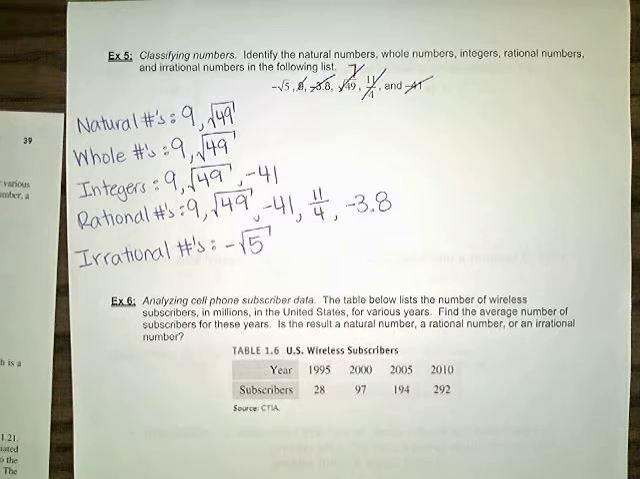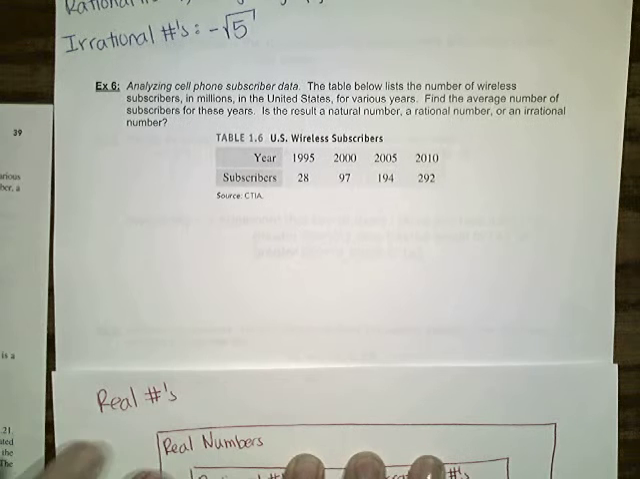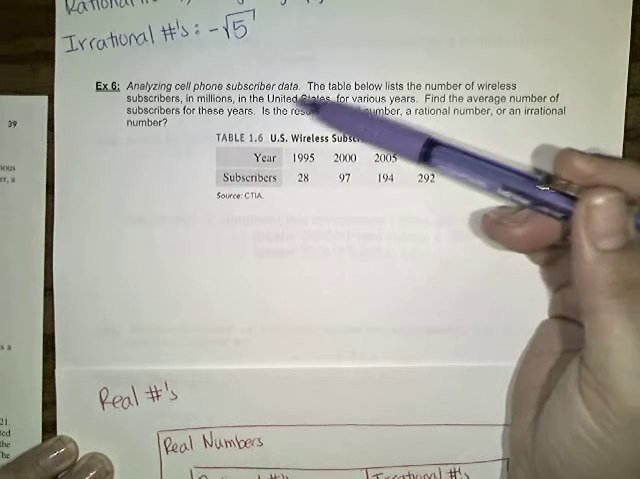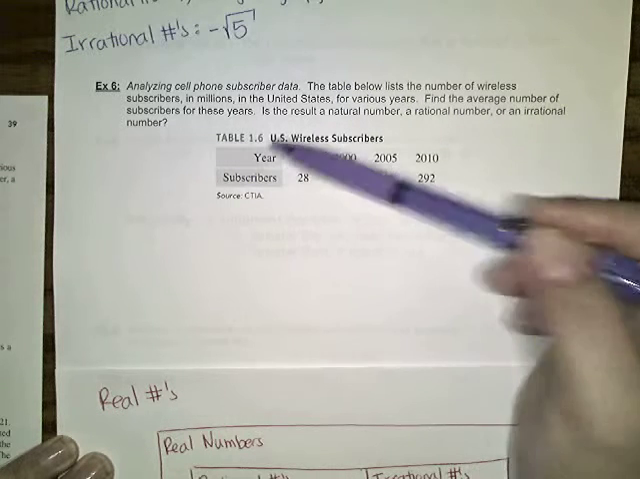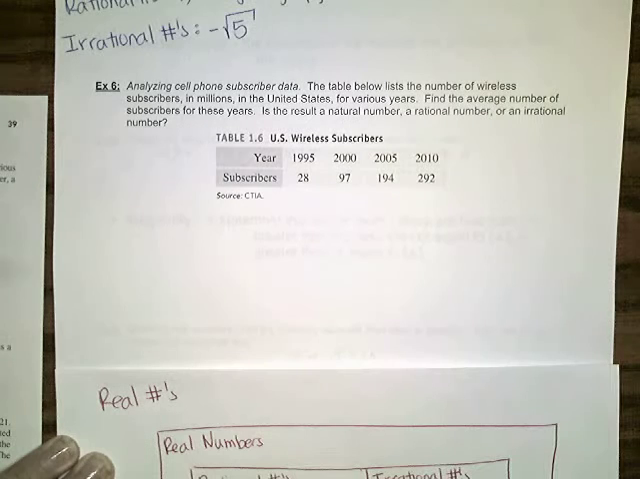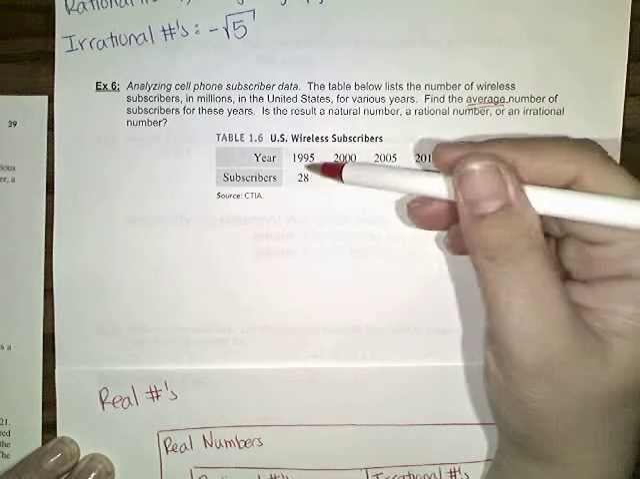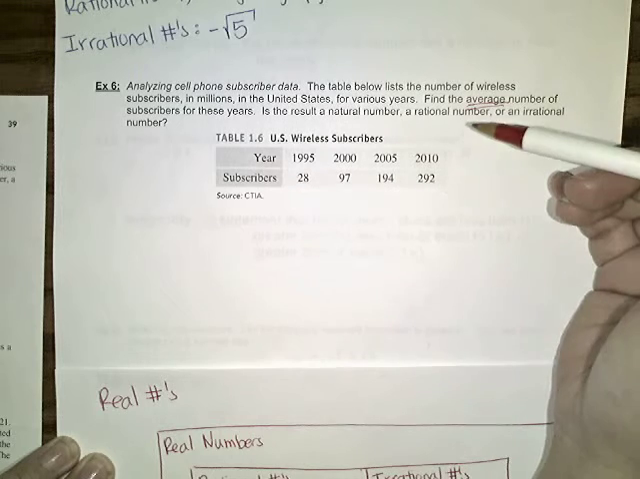So now we're going to move on a little bit and discuss this table that we have. It says, the table below lists the number of wireless subscribers in millions in the United States for various years. Find the average number of subscribers for these years. Is the result a natural number, rational number, or an irrational number? First thing we have to do is remember, what is an average? Well, an average takes all of the values you have, it adds it all up, and then it divides it by the number of numbers.